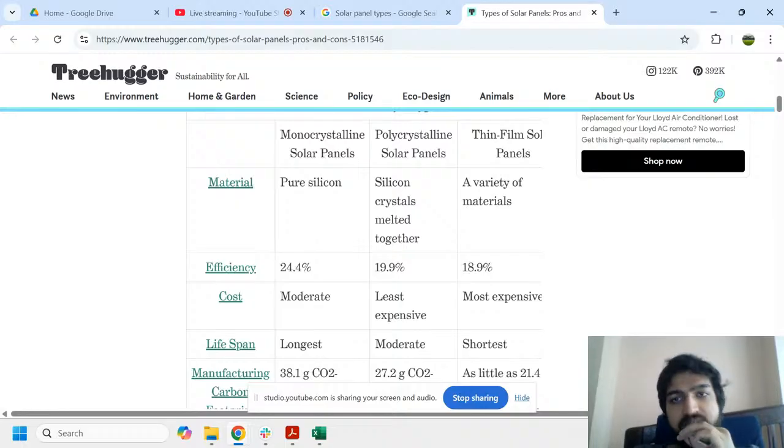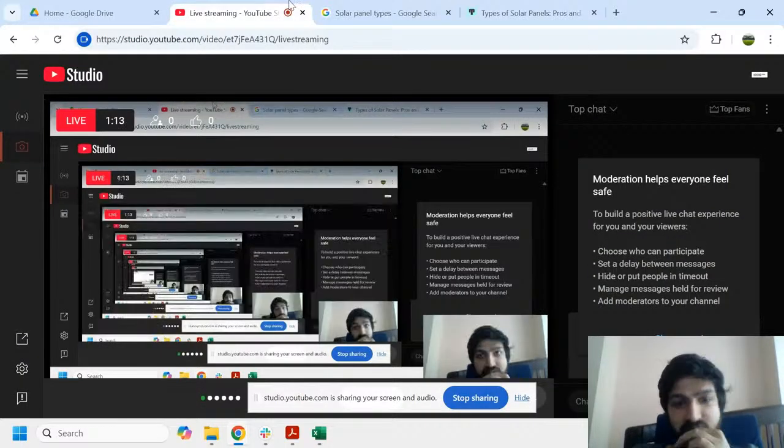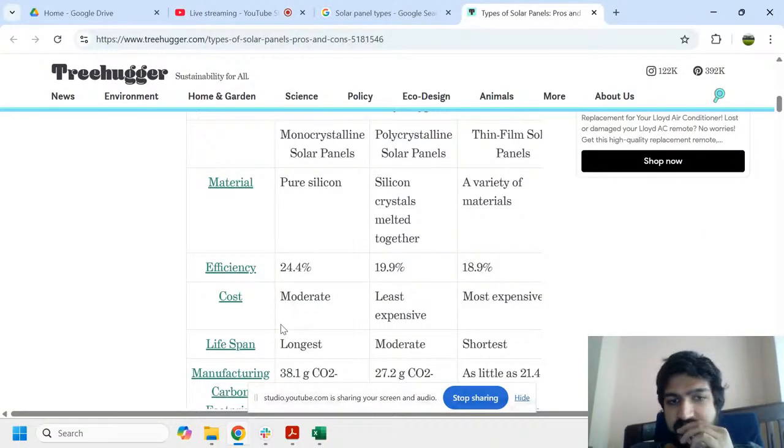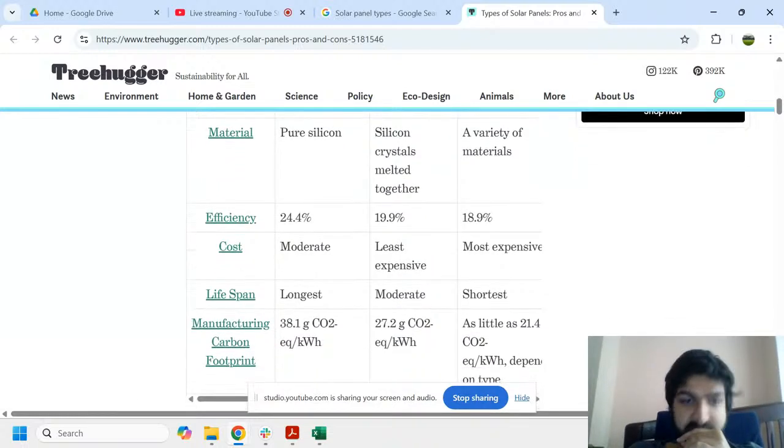In terms of cost, thin film solar panels are the most expensive. Polycrystalline are the least expensive. Monocrystalline comes somewhere between the two. The next thing is, what is the lifespan? Monocrystalline solar panels last a long time. That's why they are preferred for most residential use cases.